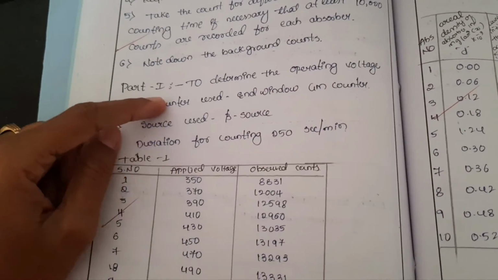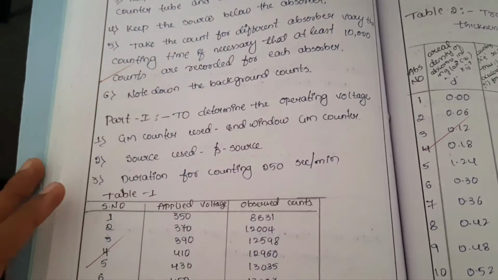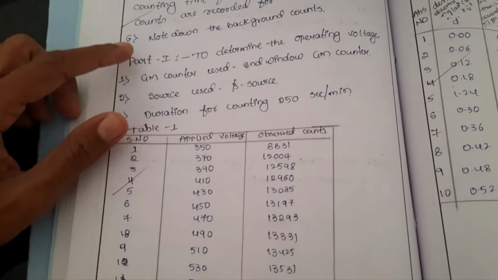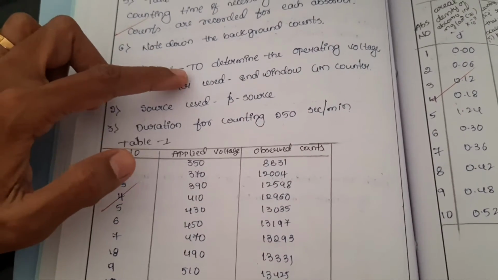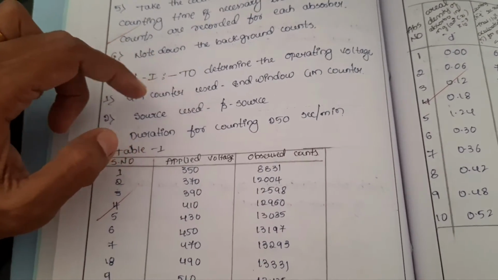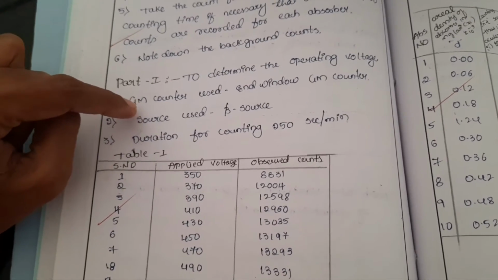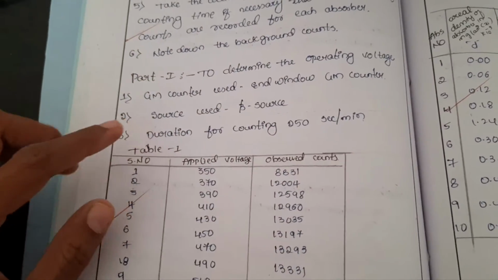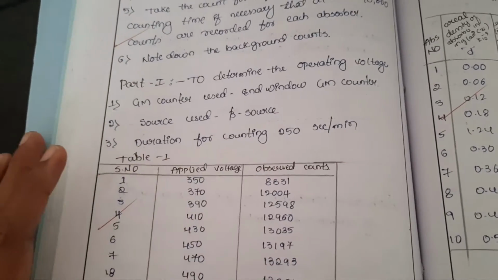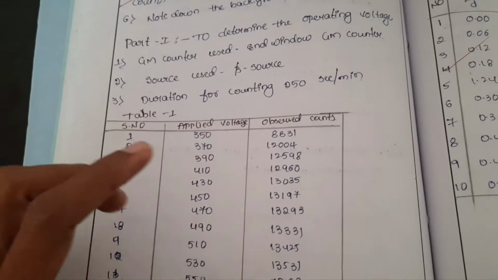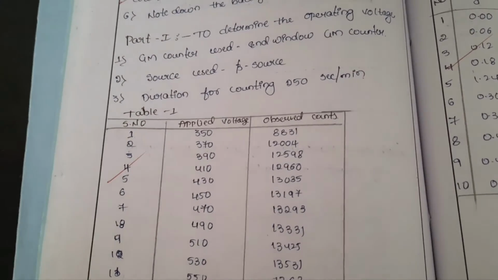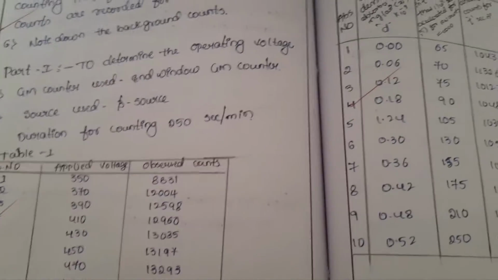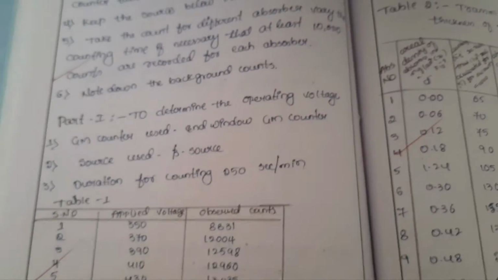In part 1, in each of the experiments we have to find the operating voltage. Already I have explained this. In part 1 you have to determine the operating voltage, the GM counter used here is an end window GM counter, the source used is a beta source, and the duration for counting is 250 seconds. After calculating the operating voltage, you can go to part 2.